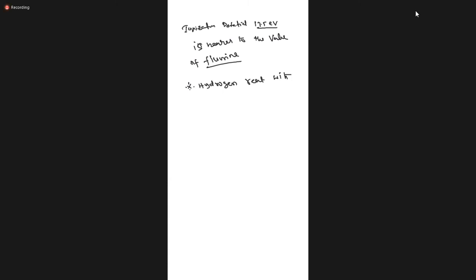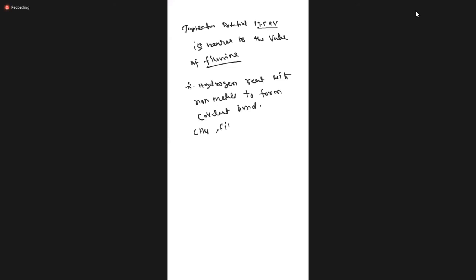Next one, after that, please note down. Ionization potential. Ionization potential 13.5 eV is nearer to the value of fluorine. Hydrogen reacts with non-metals. Non-metals form covalent compounds, to form a covalent bond.